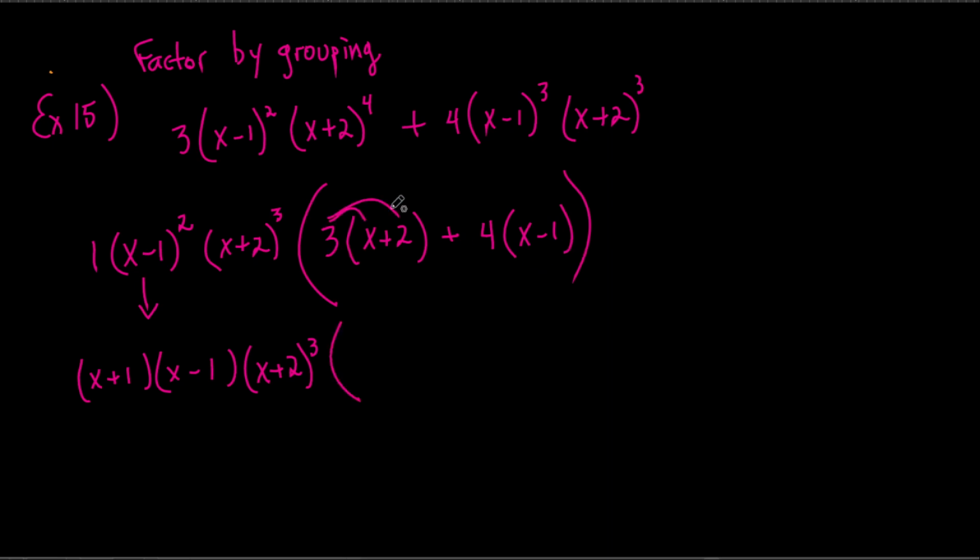What I'm going to do is distribute the 3 through this. So I've got 3x plus 6. Then I'm going to take the 4 and distribute it through this parentheses. Put the plus because of this one. And then I got 4x minus 4. We're still not finished. We got to simplify this stuff.